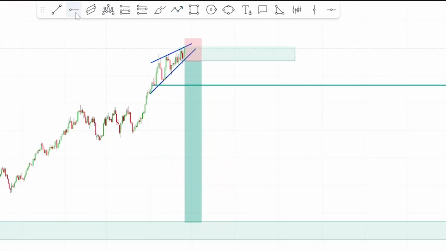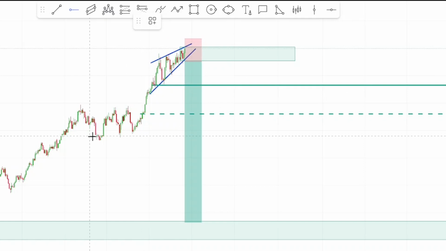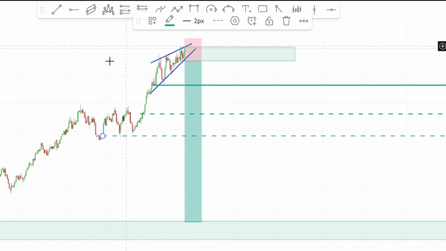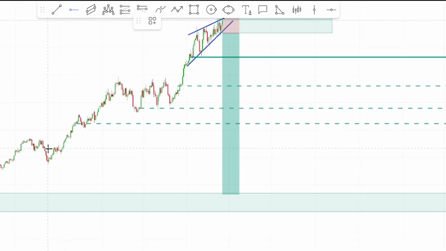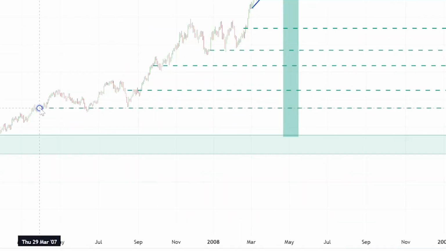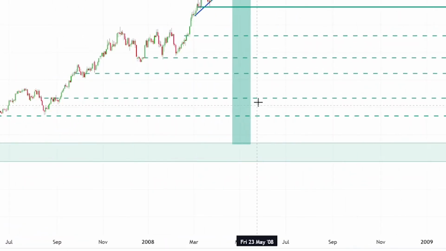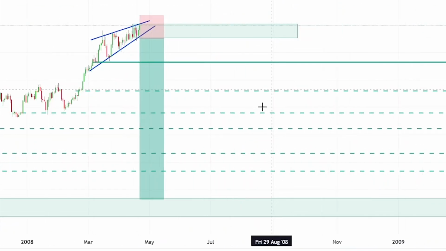Okay, so where are my TPs? This is TP1. This is going to be TP2. TP3 from this area, TP4, TP5, TP6, and then expect the market to be targeting my zone.